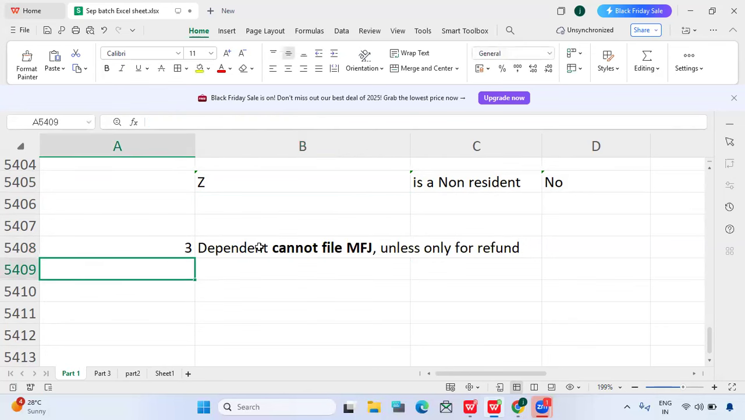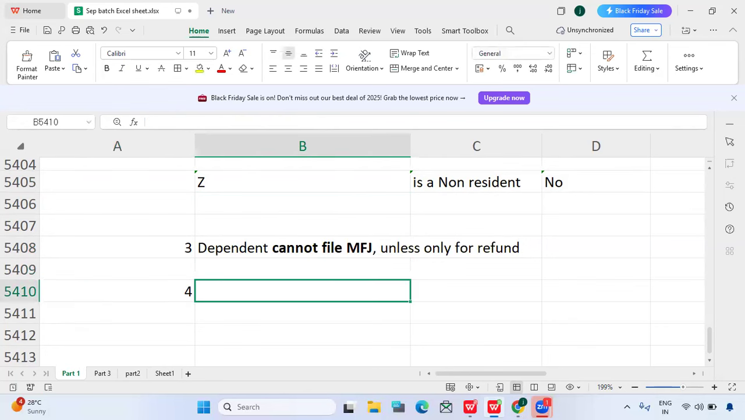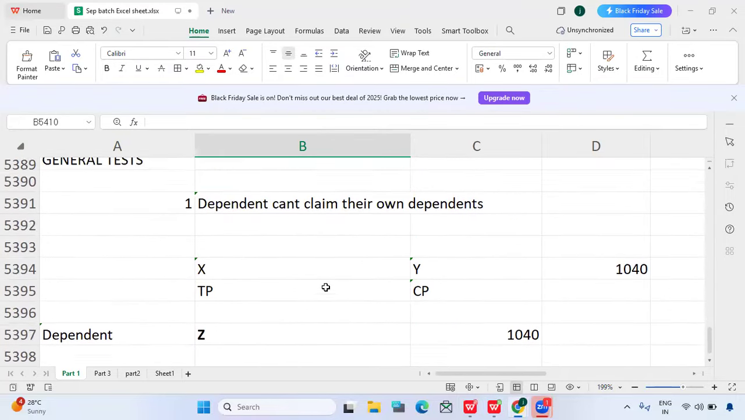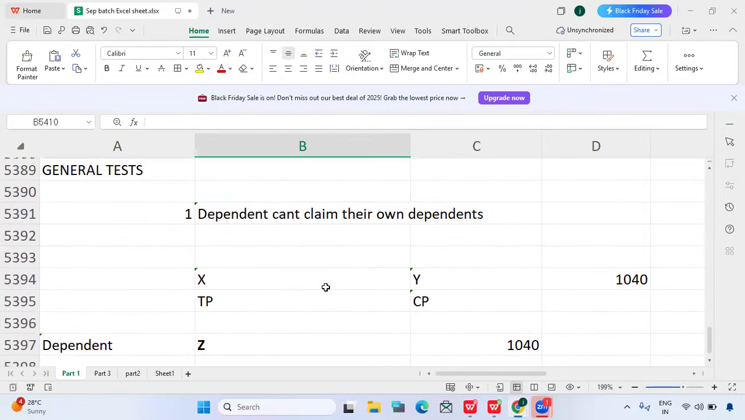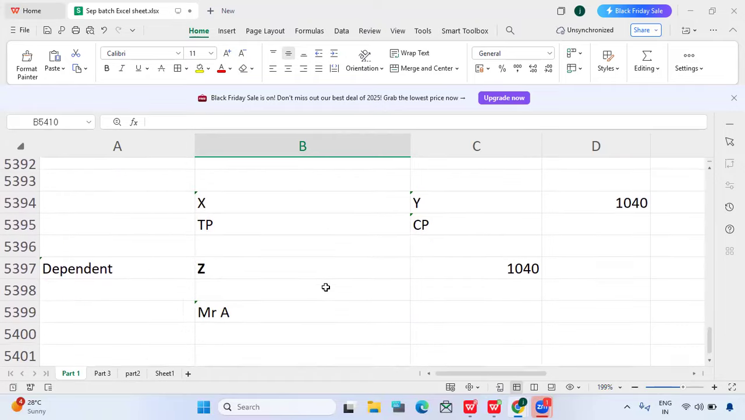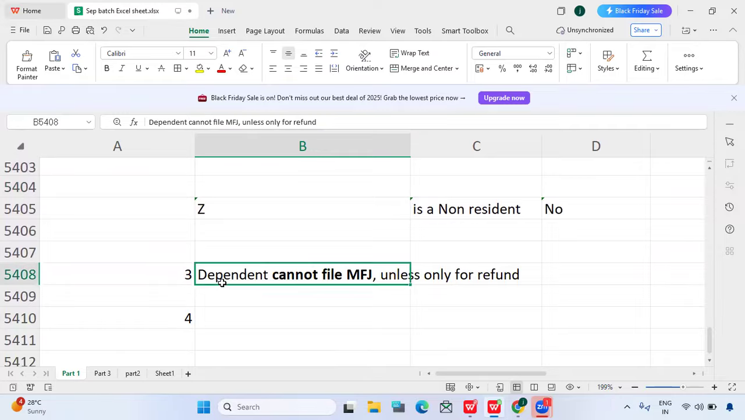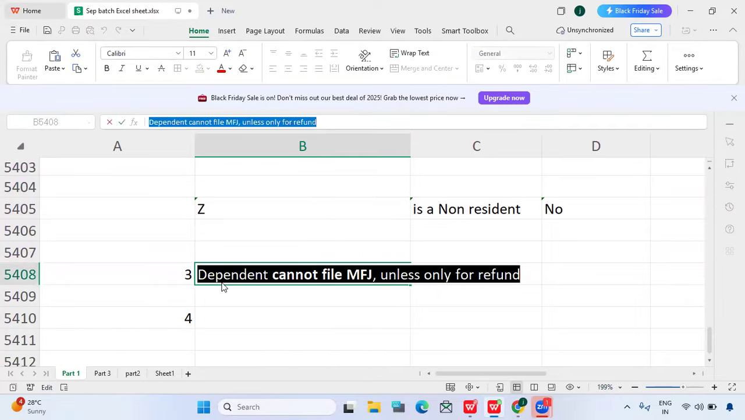This is clear, guys. Any questions on this? No, right. So how many tests have we seen? General tests to consider a person as a dependent. The first one, a dependent cannot claim their own dependents. The second one, the dependent must be a US citizen, resident or national, or a Canada or Mexico resident is also fine. And a dependent cannot file an MFJ return unless for a refund. So if it is only for a refund, then we can file.